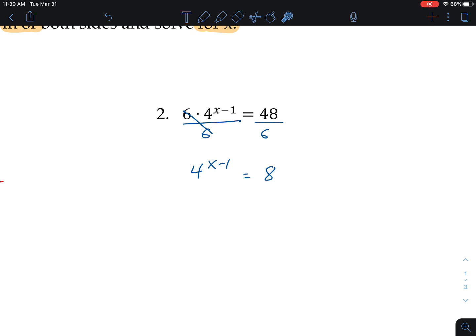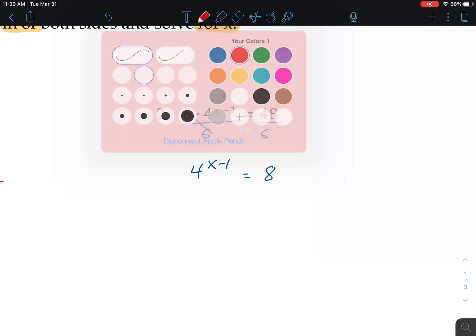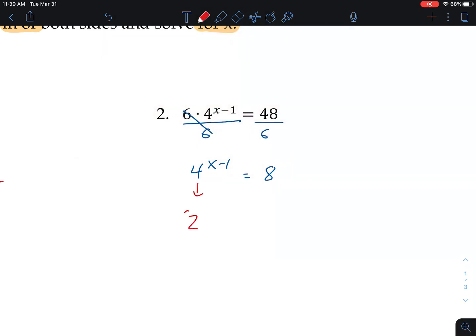So we see here this 4 and this 8. They're not the same base, so I can't do anything. But what do I notice about this 4 and this 8? They both essentially have inside them a 2 squared, so I could do something with that.